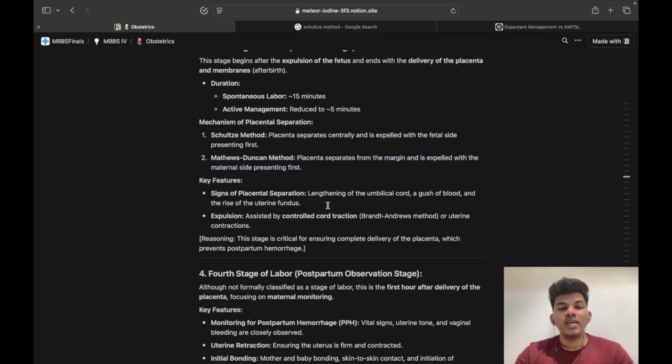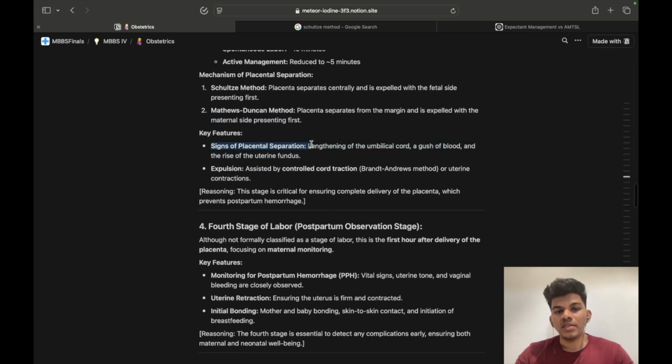Key features, signs of placental separation. This could be asked as a 3 marker, so it is better to know what this means. What are the different signs? Lengthening of the umbilical cord. So we know the umbilical cord is increasing; you can see the size. Because the placenta is being separated, there is a gush of blood, and rise of the uterine fundus because it is getting separated.